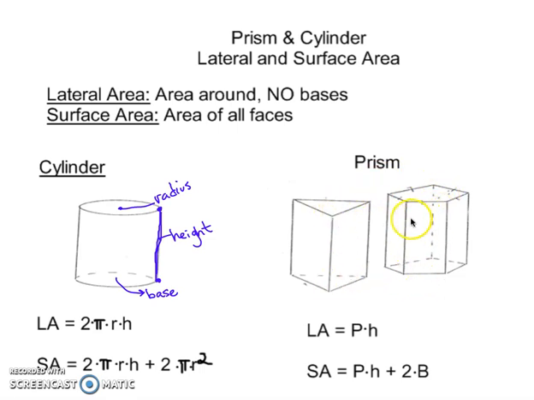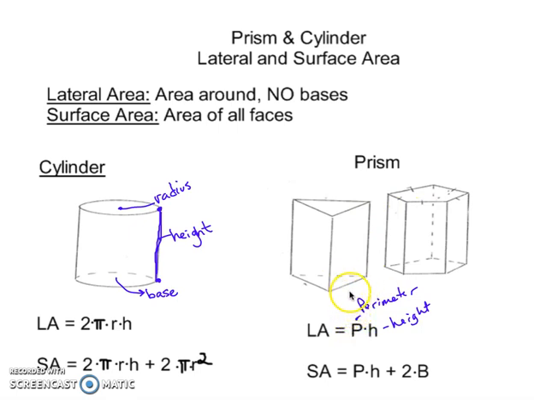So to find the lateral area again, that's the area around with no bases. Notice it's a capital P for perimeter, and then h for height. The perimeter is just the perimeter of the base, and then the height is the height of the whole figure. So it'd be from base to base again.